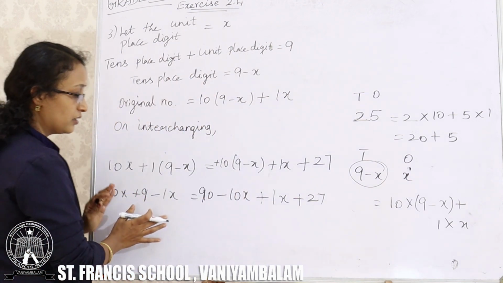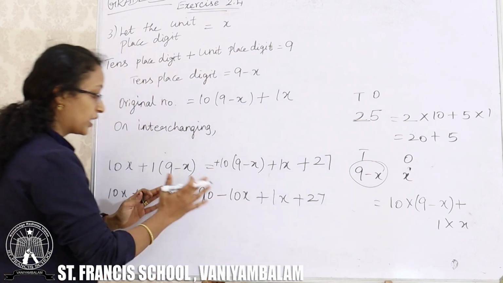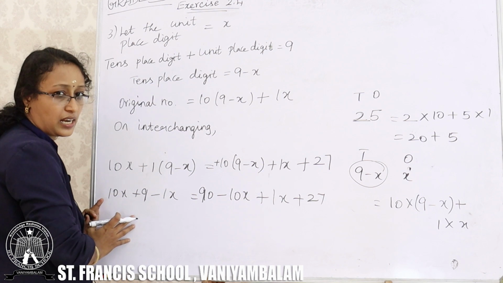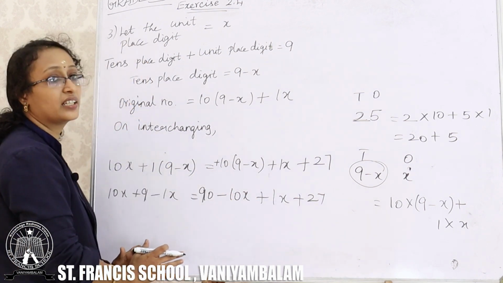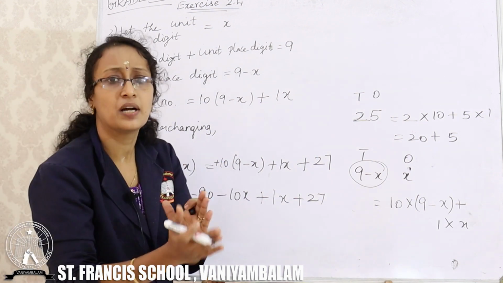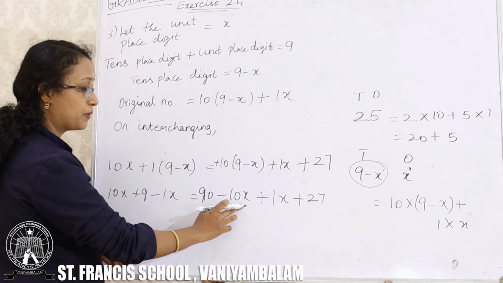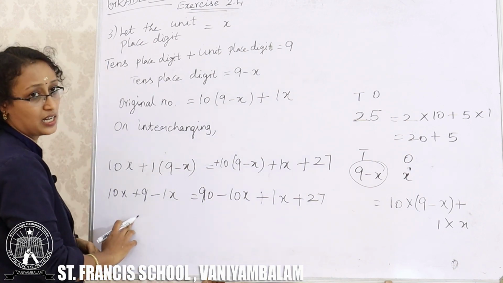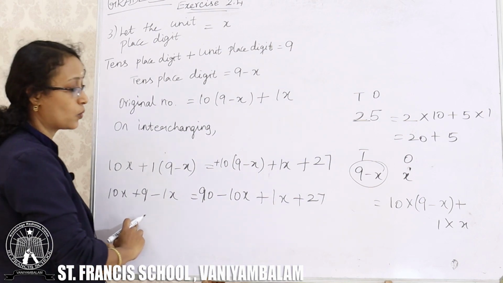So we got all the terms, like x terms and constants. Take all the x terms to the left hand side and constants to the right hand side. Solve it. When you take one number to the other side, the symbol will get changed. So minus 10x when it comes here becomes plus 10x, and plus 1x when it comes here becomes minus 1x.